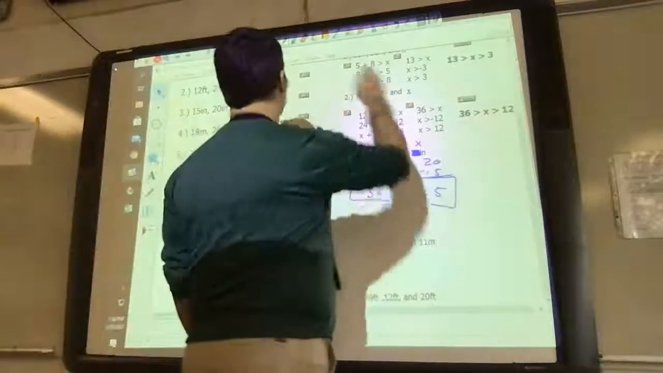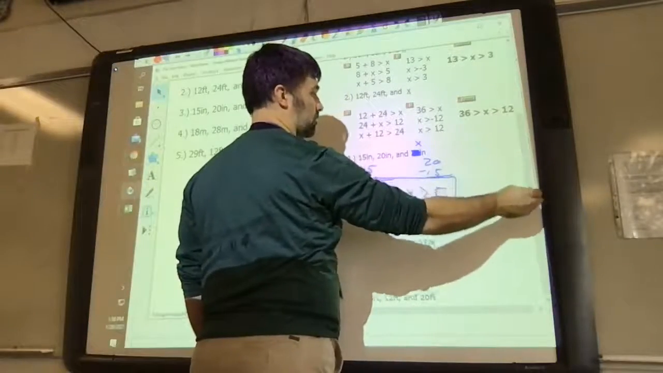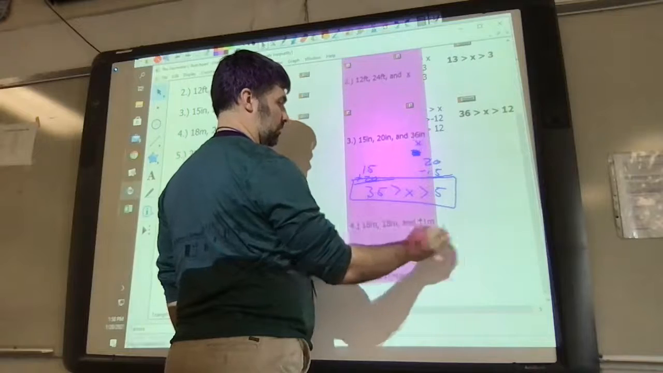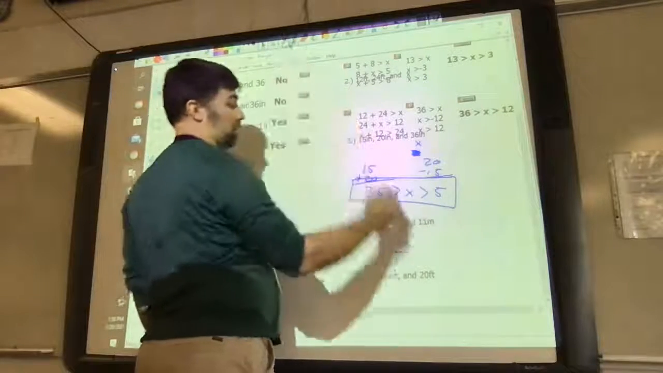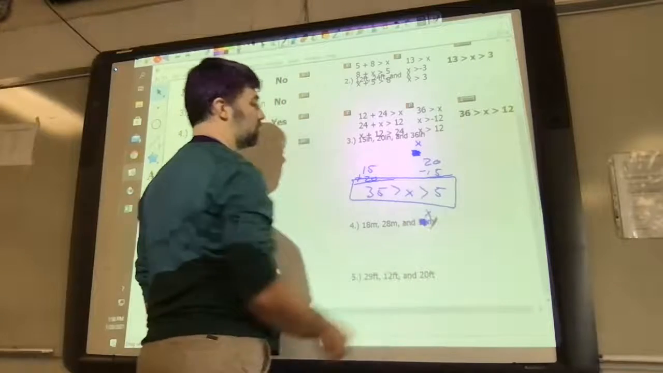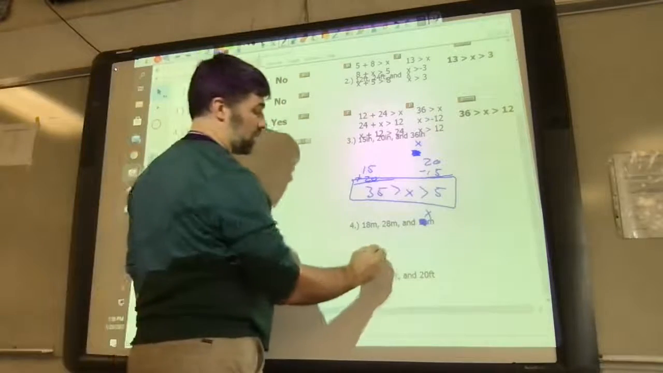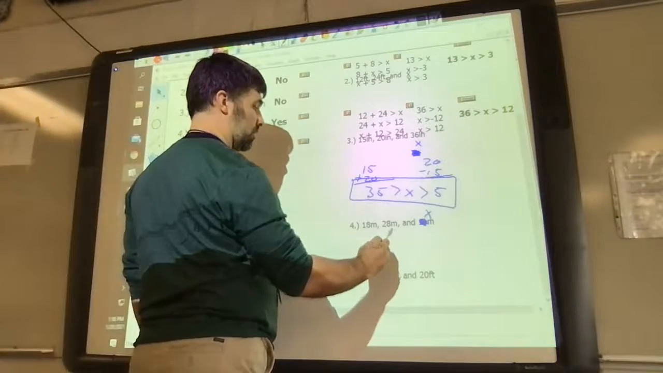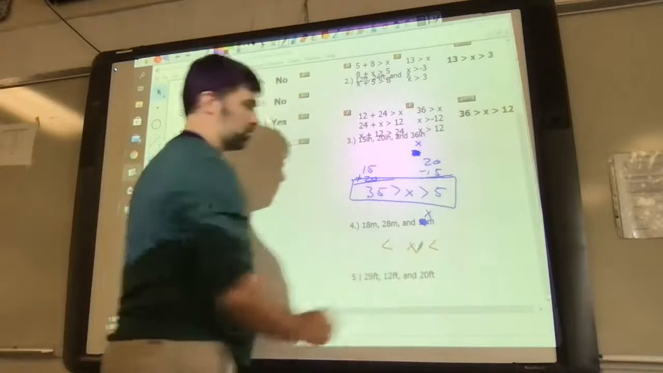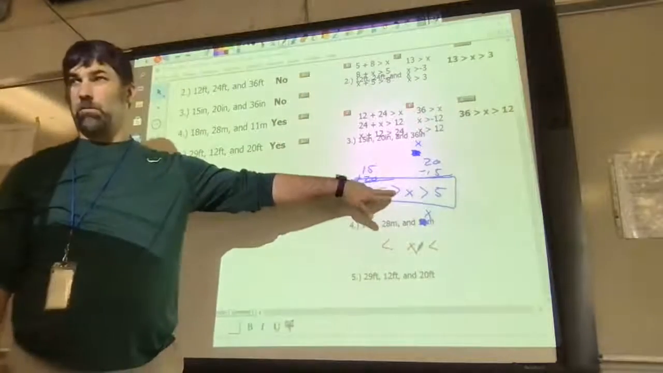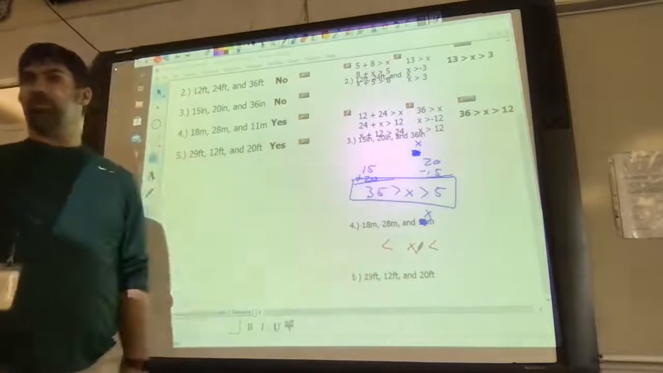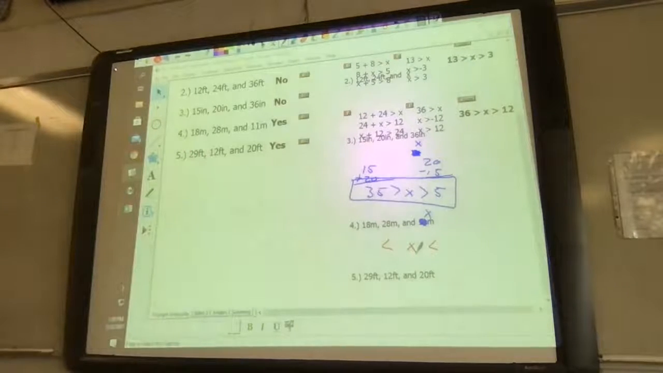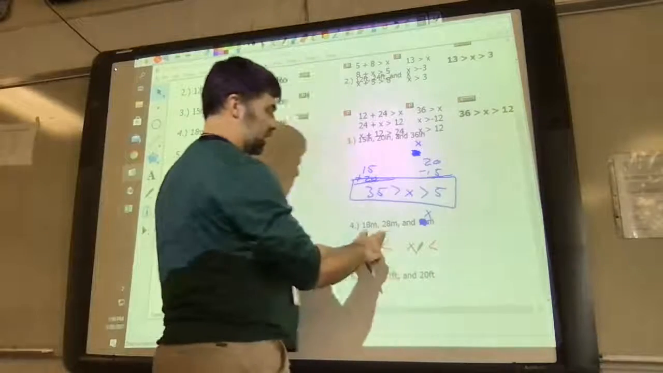All right, 4. Let's scratch out 11 and make that X. So you're filling out this. Now, let's flip this a little bit. What if it had that? Greater than symbols, right? What if it had these less than symbols? What would you do? Just take the big number and put it in the back. There you go. So, in this case, 18, 28, and X.